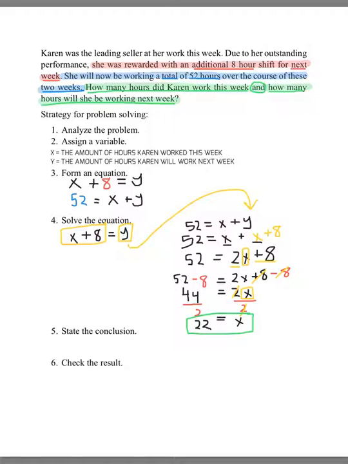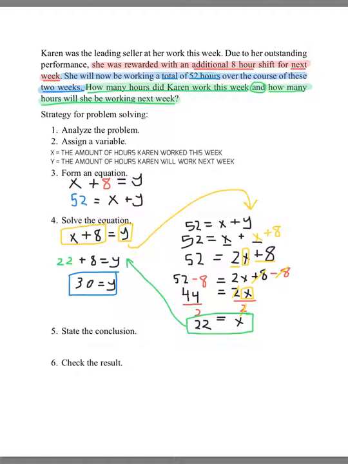So now we're going to go ahead and substitute that back in to the original equation to solve for y. So now we know 22 is equal to x. We're going to substitute that in. And we still have plus 8 is equal to y. So once we do 22 plus 8, you'll see that you end up with 30 is equal to y. So now we have the value of x, and we also have the value of y.